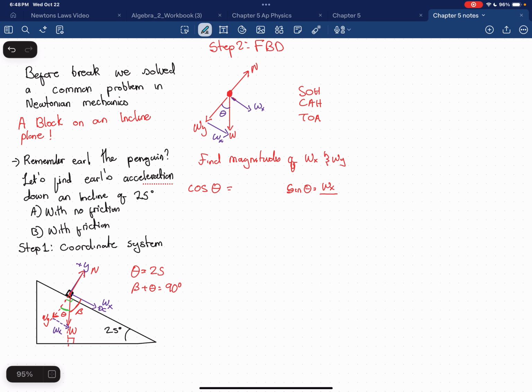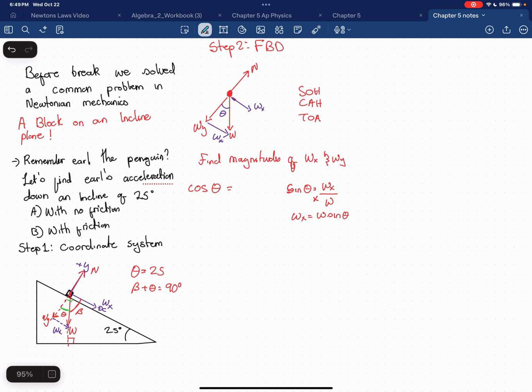Now our hypotenuse here is omega. All right, this is our hypotenuse. And then now, if I cross multiply this, omega x is going to be equal to omega sine theta.